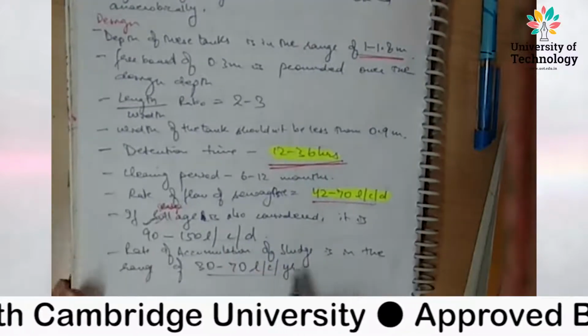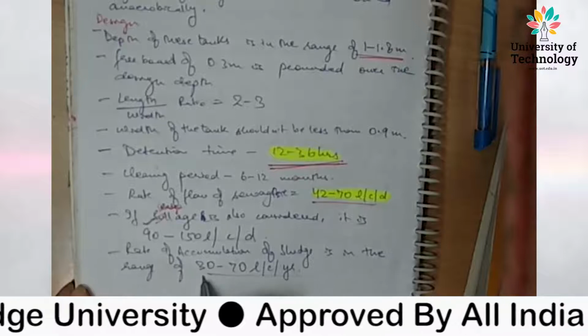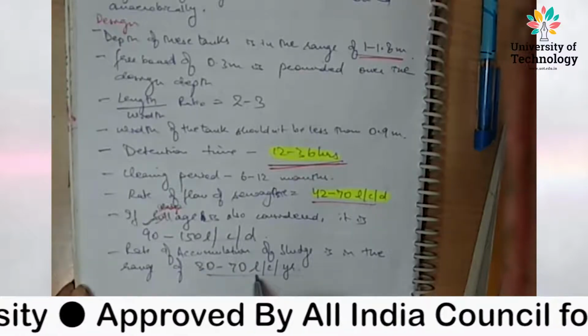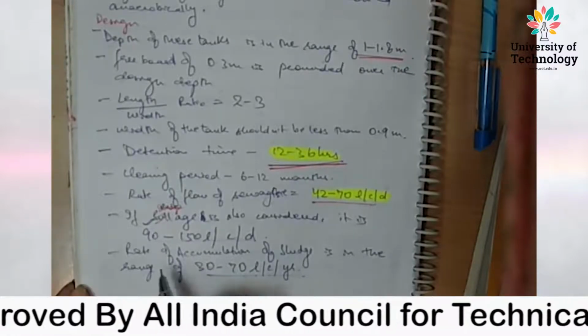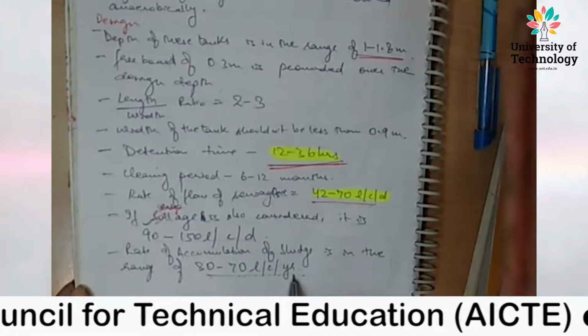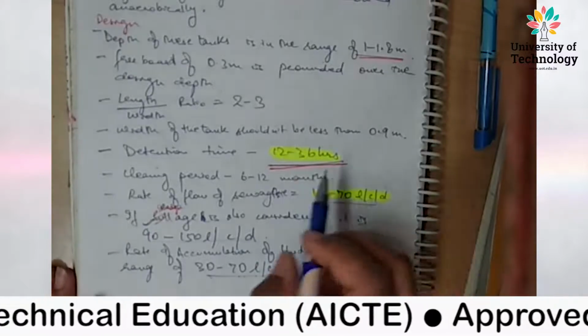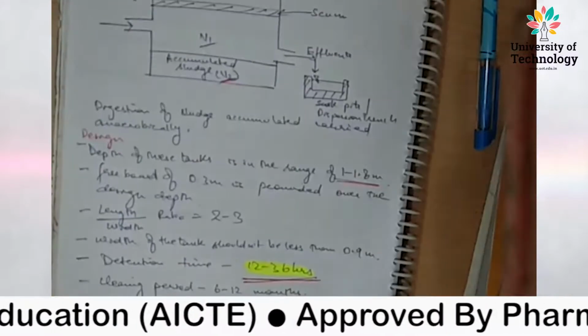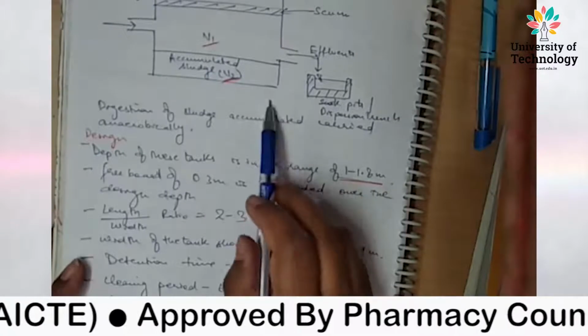Rate of accumulation of sludge is in the range of 30 to 70 liter per capita per year. These values help in calculating the area; they decide the volume of these tanks.